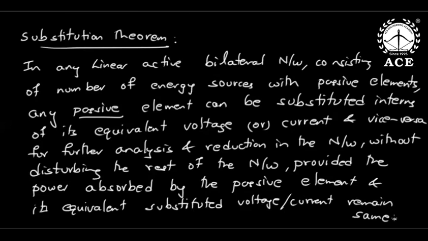In any linear active bilateral network consisting of number of energy sources with passive elements, any passive element can be substituted in terms of its equivalent voltage or current and vice versa, for further analysis and reduction in the network without disturbing the rest of the network, provided the power absorbed by the passive element and its equivalent substituted voltage or current remains same. Now listen, I will explain in a simple way with an example.